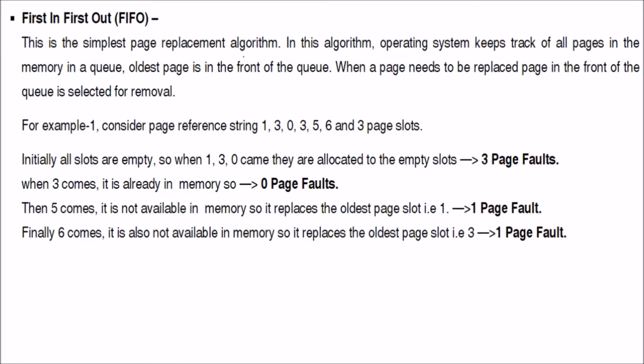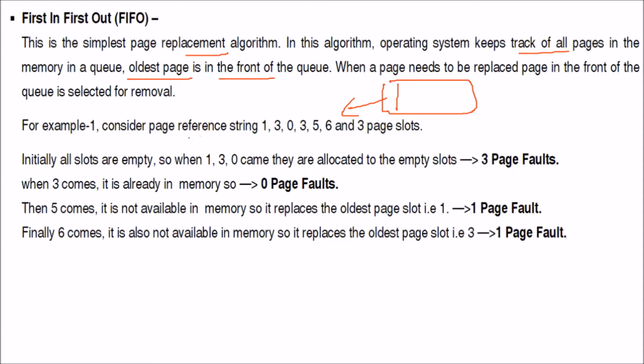So let us try to go back to what we have learned. FIFO is the simplest page replacement algorithm. In this, the operating system keeps track of all the pages in memory in a queue, and the oldest page, the page that has come earlier than all the others, is placed in front of the queue. When a page needs to be replaced, the page at the front of the queue is selected for removal. This is the victim.